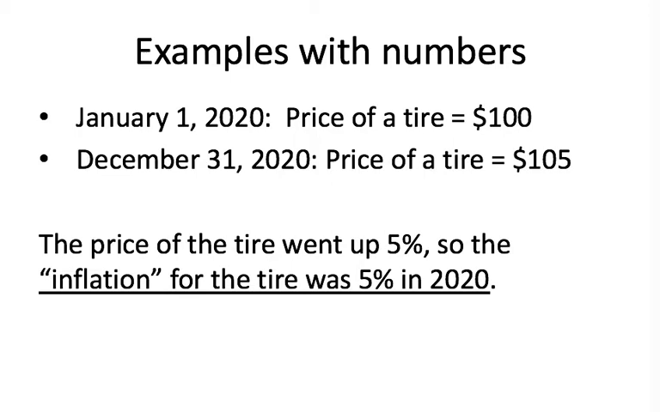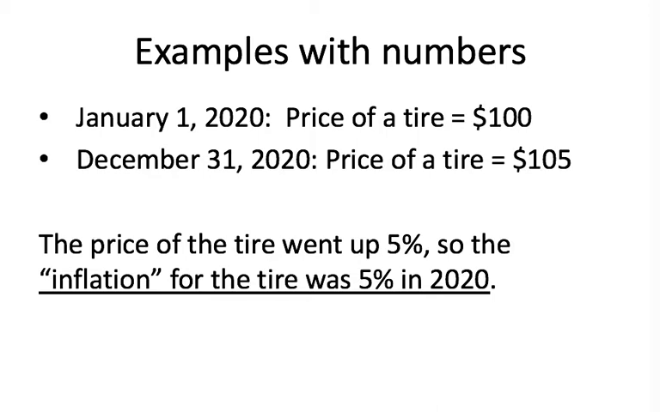So let's give an example of inflation. Let's say that at the beginning of 2020, the price of a tire is $100, and at the end of 2020, the price of a tire is $105. So in this particular case, it's pretty easy to calculate the inflation. The price of that tire went up by 5%. So the inflation for a tire in the year 2020 was 5%.